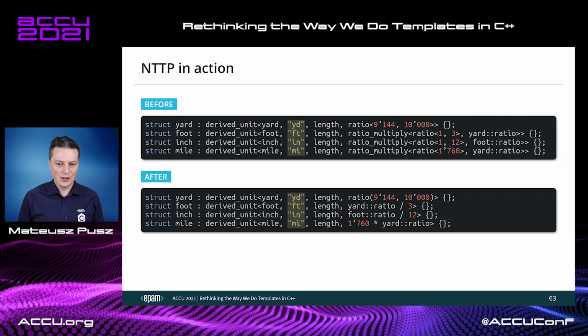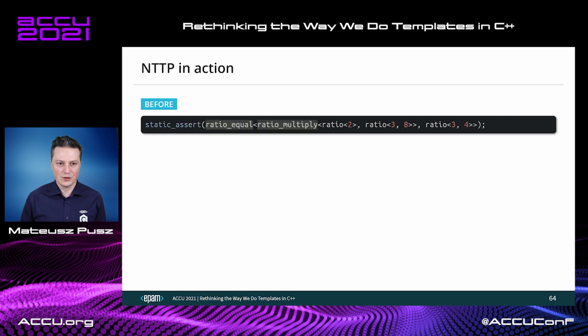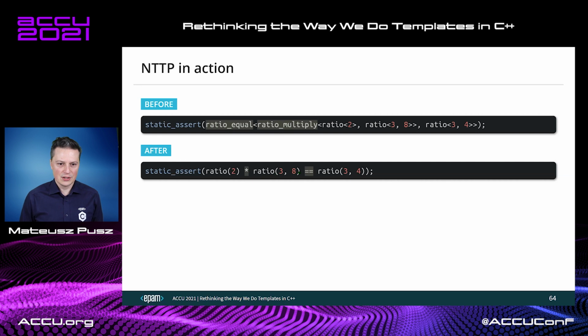But this is only one of the reasons to use this ratio. Here are some others. For example, before, to compare two ratios, if ratio multiply 2 by 3/8 is the same as ratio 3/4, I had to write something like this. Now my static asserts look like this one, and they just work.